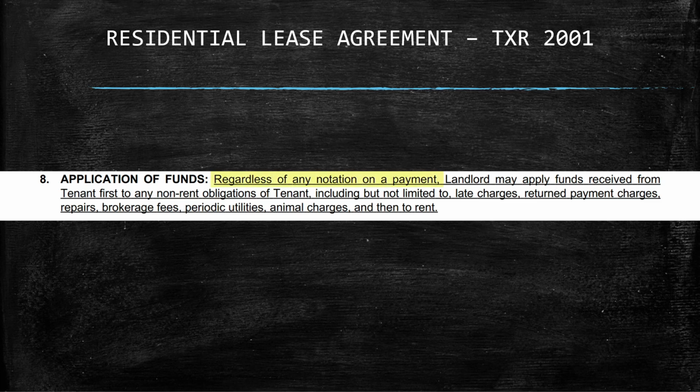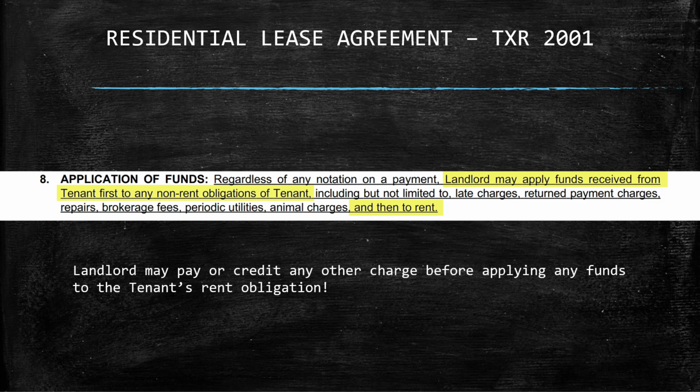So what the lease tells us is, regardless of any notation that is made on a payment, the landlord may apply funds received from the tenant first to any non-rent obligations of the tenant, and then to any outstanding rent. The landlord is empowered to pay or credit other charges before applying any funds to the tenant's rent obligation.